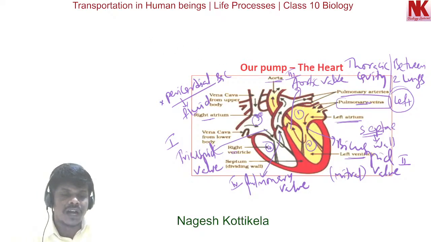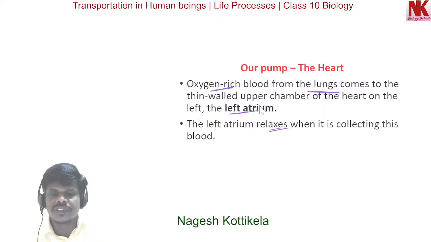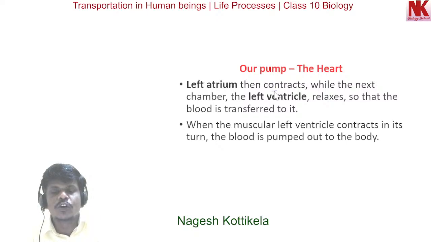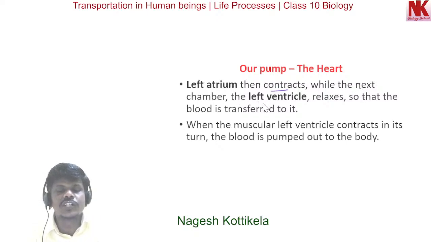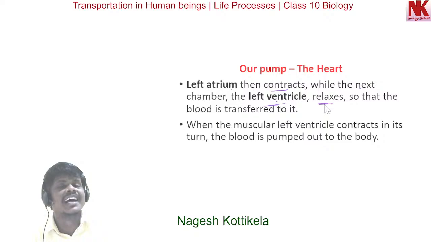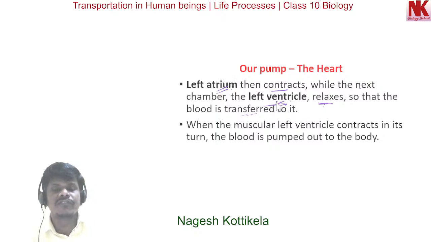Now after this, what happens? Let's check. Here you can see the left atrium then contracts, while the next chamber, the left ventricle, relaxes, so that the blood is transferred to it. From the atrium, the blood is transferred into the ventricle. Here the atrium is contracting and the ventricle is relaxing, so the blood flows into the left ventricle.